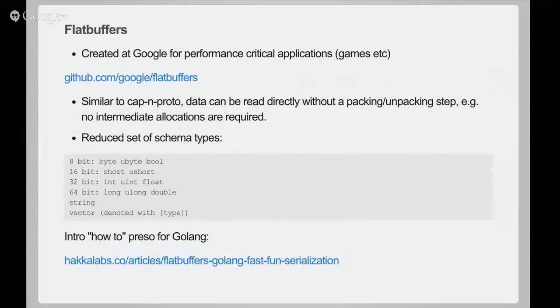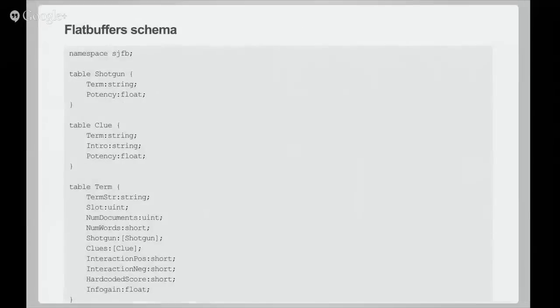So in terms of Flatbuffers, which is the other one we're looking at, that's created at Google for high performance applications. It has access to raw data without unpacking, which is something that we really wanted. You get a reduced schema set, so instead of sticking with the types that you're familiar with, you have to think in terms of the ones that they provide. And the other thing is that it doesn't do everything for you. You still need to do quite a bit of code yourself, which is different to Cap-n-proto, which does most of the code for you.